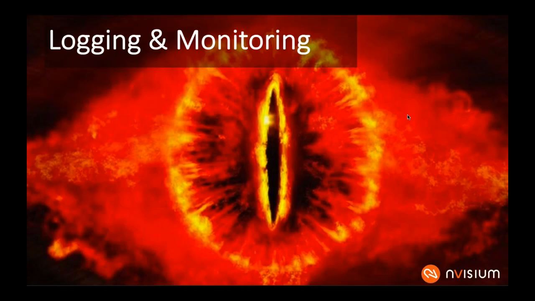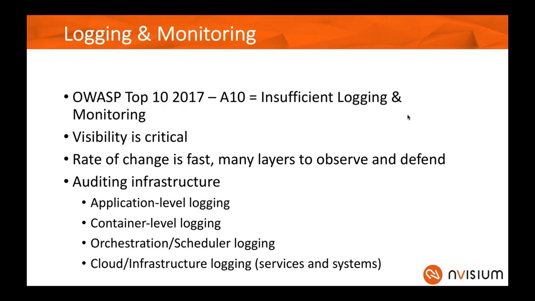So let's talk for a minute about logging and monitoring and what you're able to do there, and then we can turn it over for questions. Among the things in the OWASP Top 10 2017, A10 is insufficient logging and monitoring. It is really important to understand, in the event of an attack or suspicious activity, that we want to be able to see things pretty quickly.